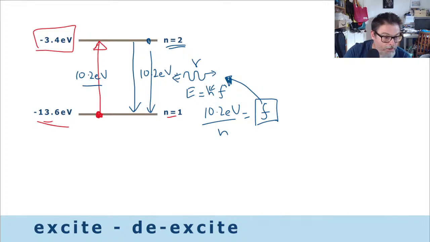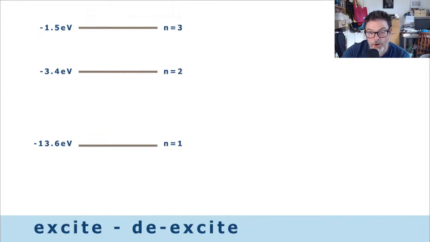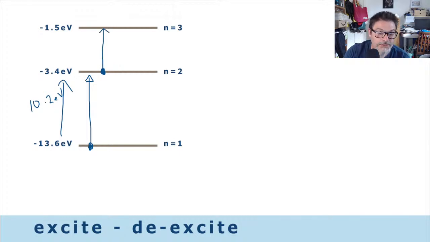Alright, let's take that a little bit further. This time, what happens if we've got two levels? Okay, now you have to think a little bit more about this. So we worked out that going from that level to that level was 10.2 eV. So we could do the same thing, final minus initial. And let's think about what happens this time if our electron travels from level 2 and is excited even more up to level 3.